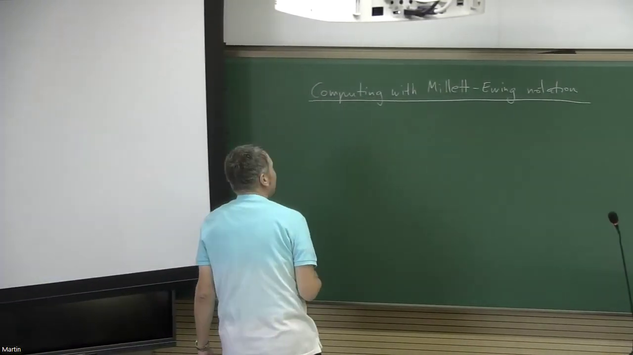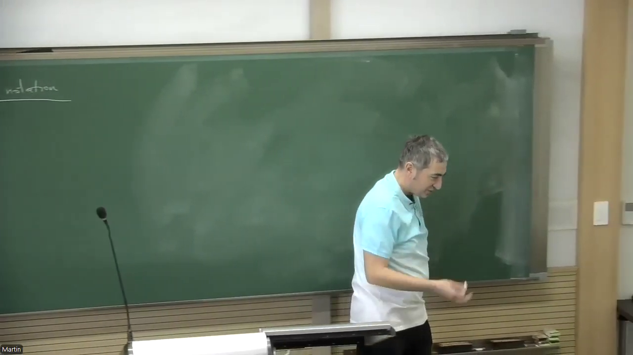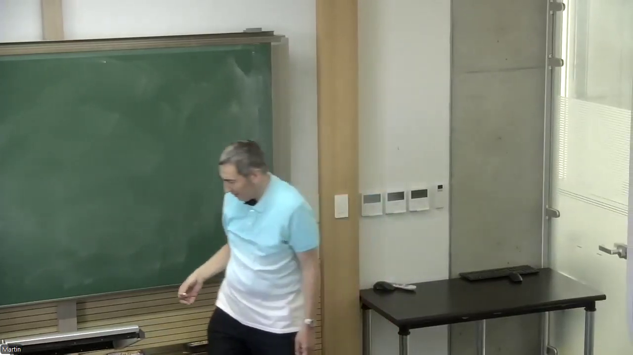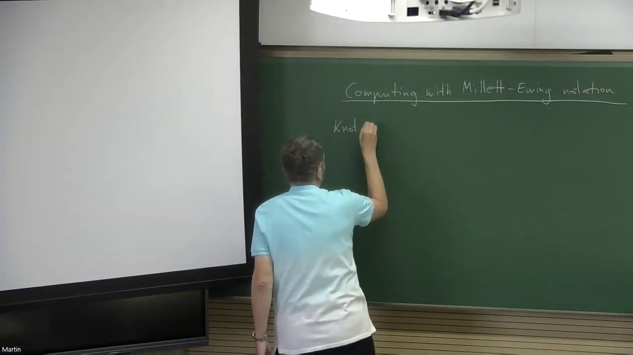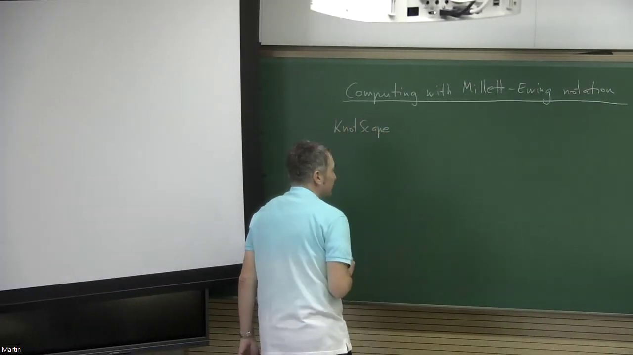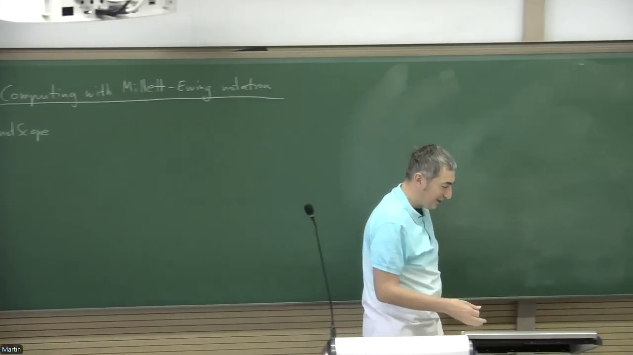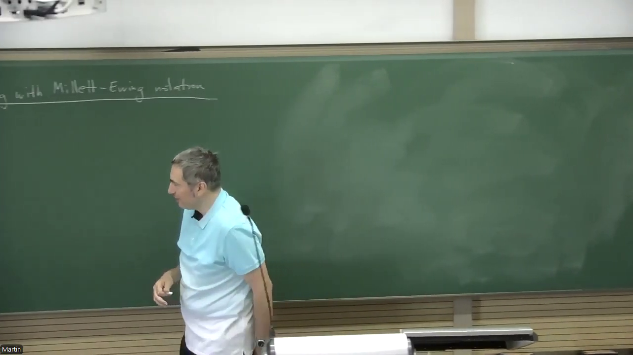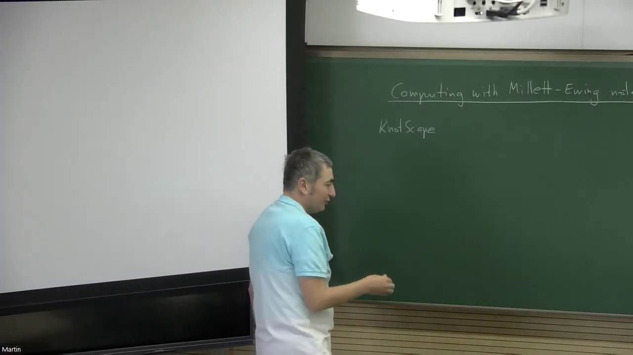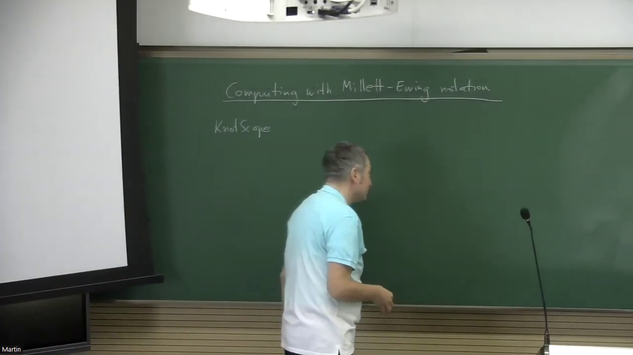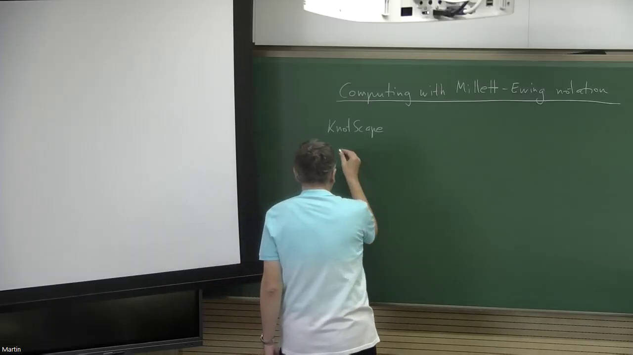I have given a talk some time ago about how to use Knotscape. Knotscape is a program that was developed by Hosty and Thistlethwaite to provide access to knot tables and also to compute some invariants. For the purpose of this talk, it's not very important to know exactly how it functions, but the Millett-Ewing notation also appears inside Knotscape.